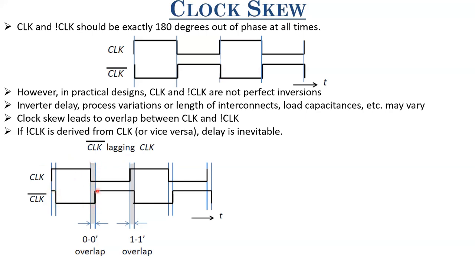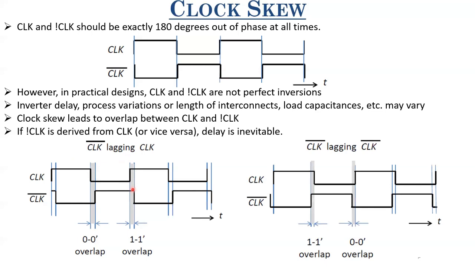And in this region, you see both clock and clock bar are zero. In this region, you see both clock and clock bar are one. There's another case. So when both are zero, it's called 0-0 overlap. When both are one, it's called 1-1 overlap.